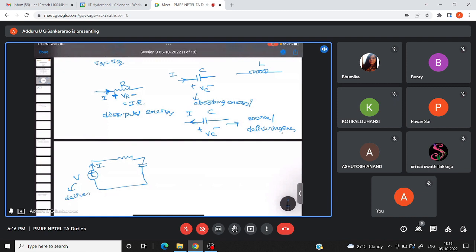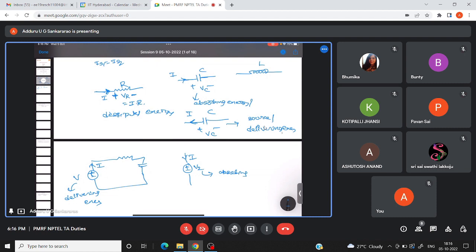Let us say in some network a voltage source is there, some like V2. In that voltage source, the current direction is like it is entering at plus terminal. Then it is not delivering energy. It's absorbing energy.